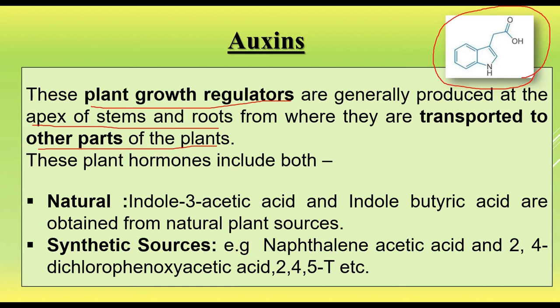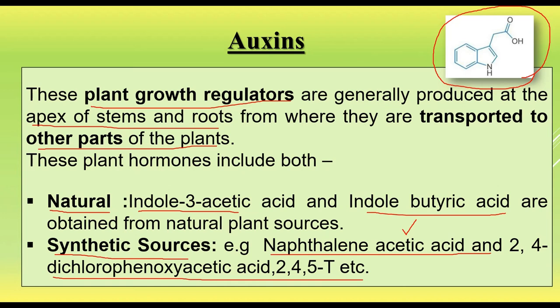I would like to tell you that auxins are of two types. The first one is natural auxin, the auxins which are produced naturally within the plants. Example, indole 3 acetic acid, indole butyric acid, etc. And the synthetic auxin, that means auxins that are synthesized artificially for the benefit of mankind and used in the agricultural field. Example, naphthalene acetic acid, 2,4-dichlorophenoxy acetic acid, 2,4,5-trichlorophenoxy acetic acid.